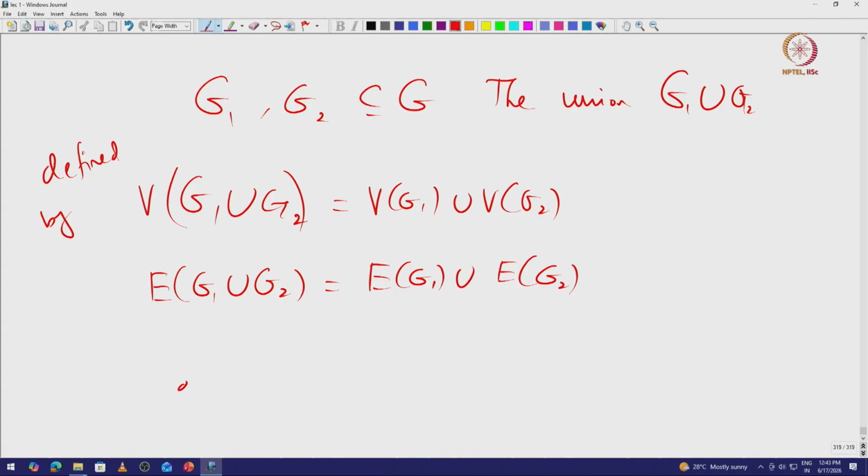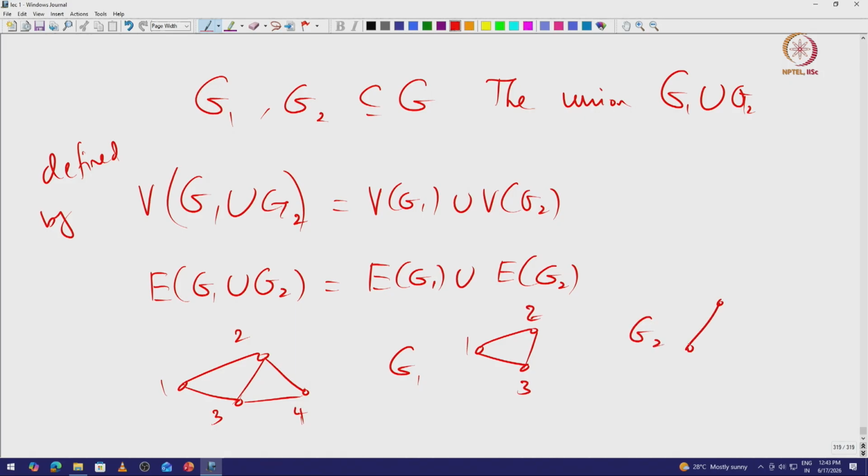So for example, we can take something like this: 1, 2, 3, 4. Now what one can do, one can take G1 to be just this 1, 2, 3 and then G2 to be just this 2, 3, 4. Then G1 union G2 is going to be just G. Okay, so that is what defines this union.